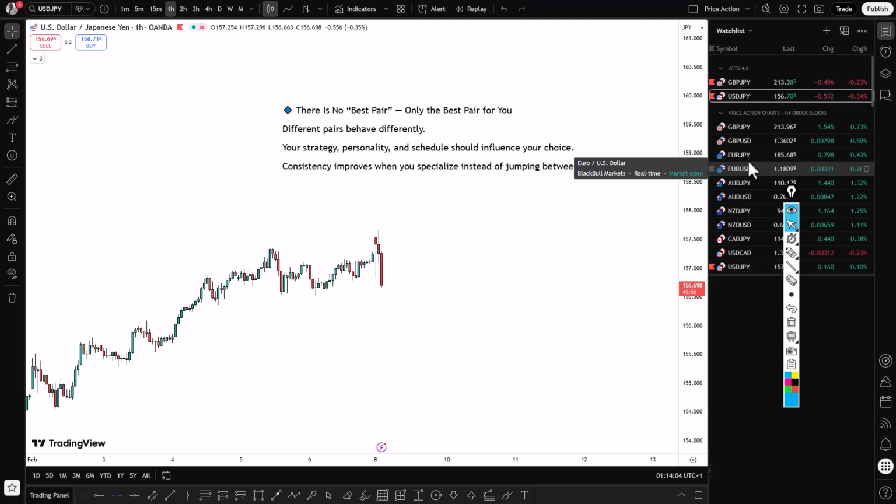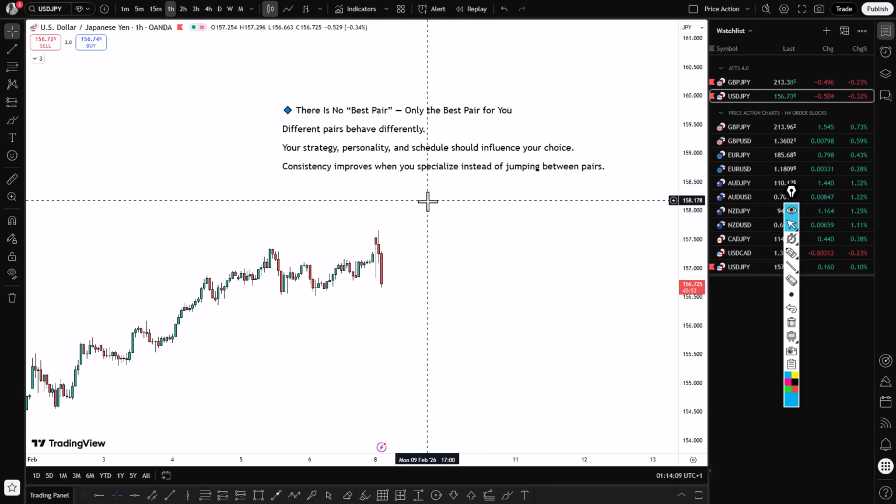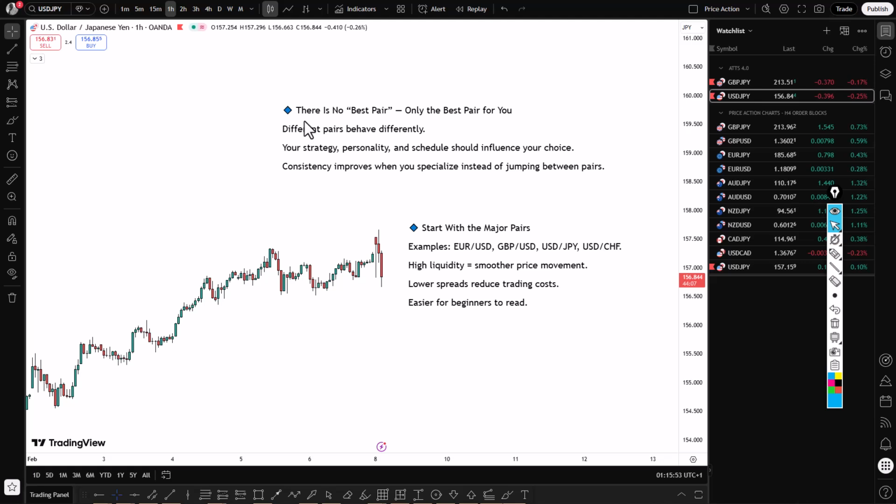Okay, now with that said, we need to move on to the next piece of advice which I've got for you about finding the best pair to trade. And that is, first and foremost, try to trade with the major currency pairs.